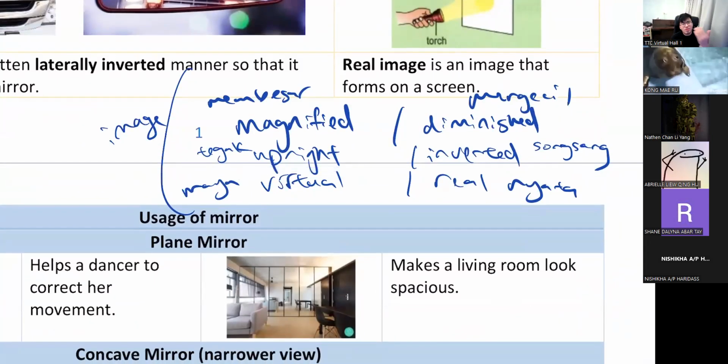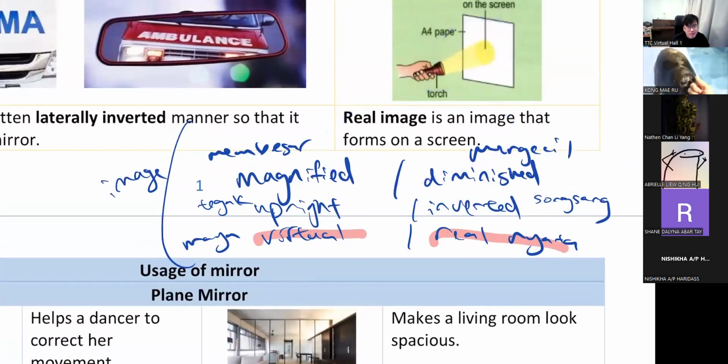And then upright means they stand upright. Let's say this is your object, head pointing up, and your image also head pointing up. So this is upright. Whereas if you look like this and the image looks like this, it is inverted. Songsang, guys, understand? These are the 2 words that students don't seem to understand. So what is real and virtual? If I can form an image on the screen, like if you go to a cinema, you see an image on the screen. That is a real image, because screen is what we look at. So that's real. If it's not on the screen, we call it virtual.